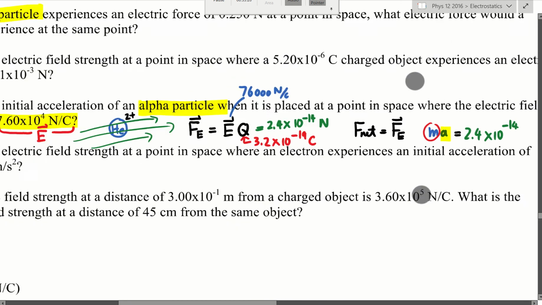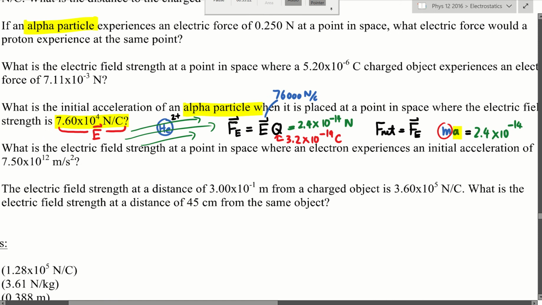The question never gave us a diagram, so I don't know if we're actually going to the right. I totally just made up that picture.